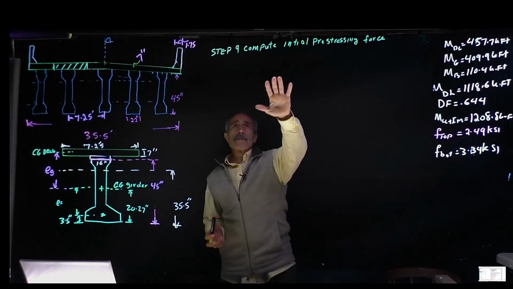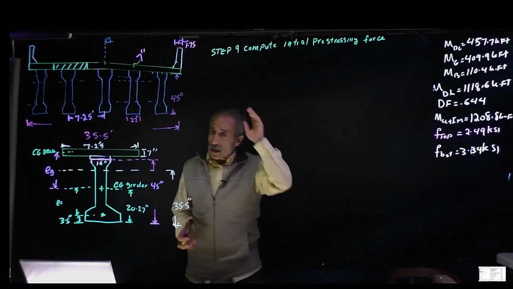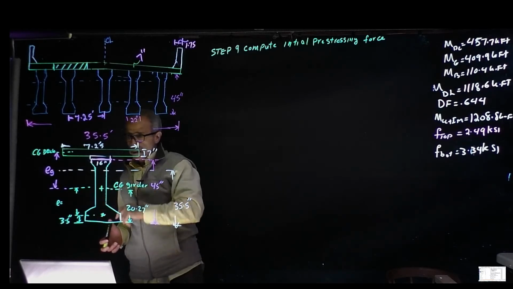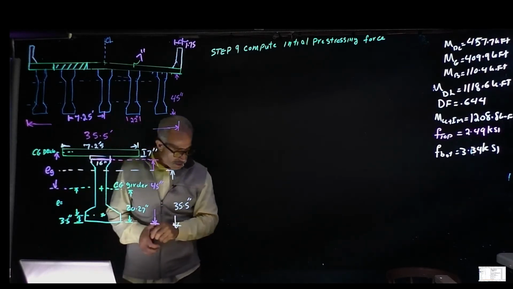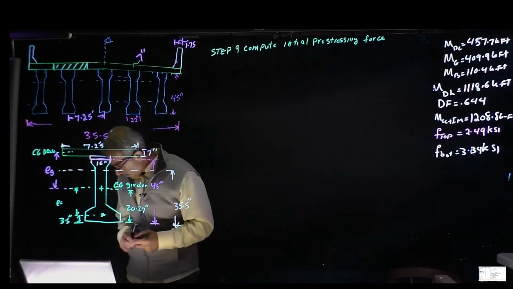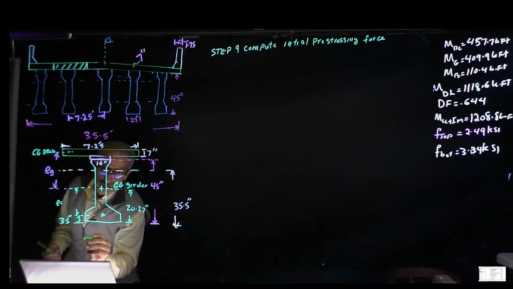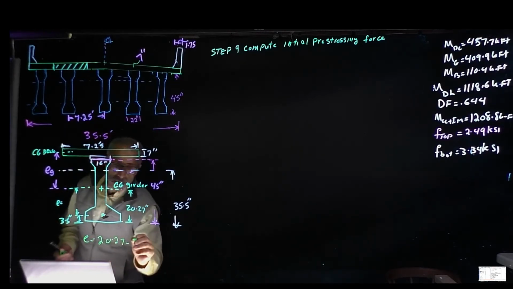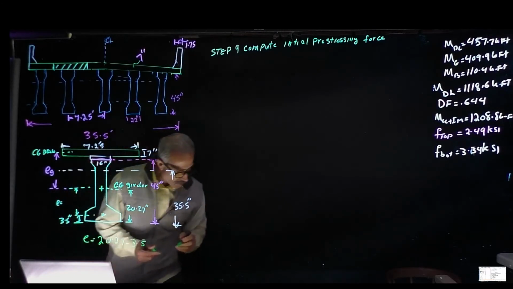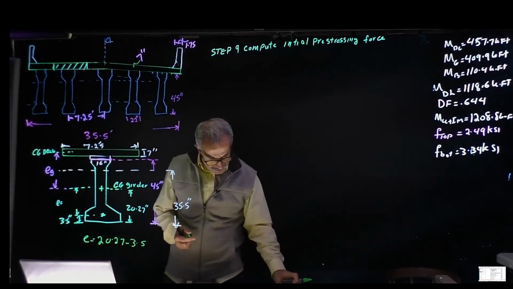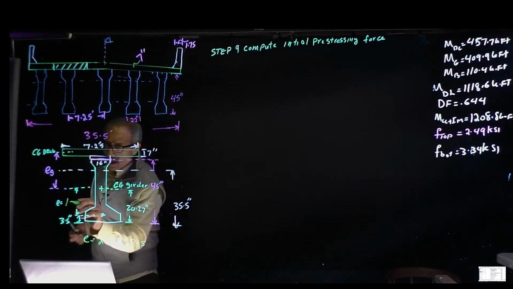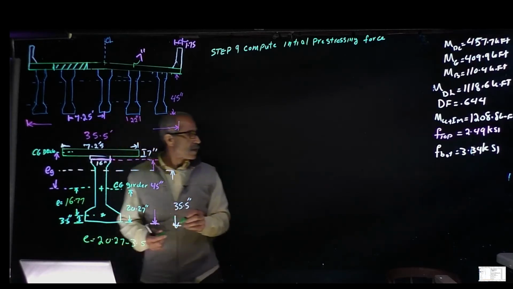We're going to move to step number 9, which is compute initial pre-stressing force. Before I do that, I've got to find out what the distance between the center of my pre-stress to the center of the girder is going to be, which we call E. And that E is going to be 20.27 minus 3.5 inches. And that comes out to 16, I have it down here someplace, 16.77.